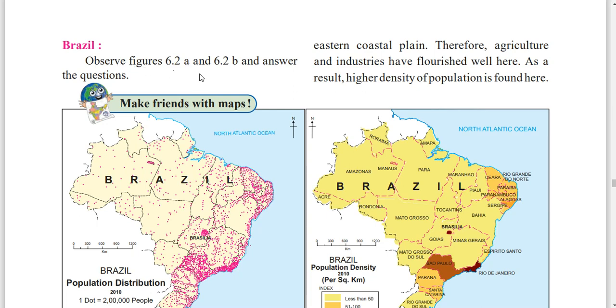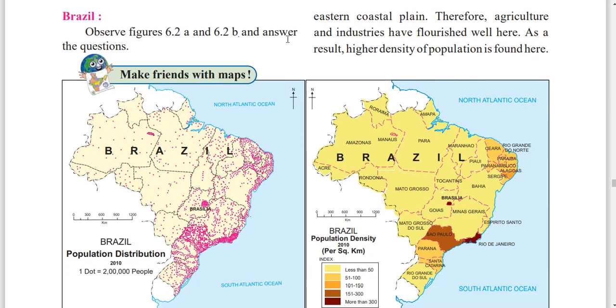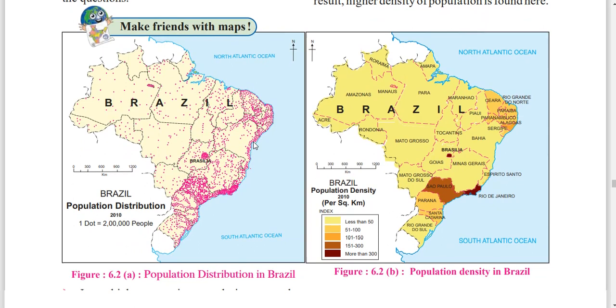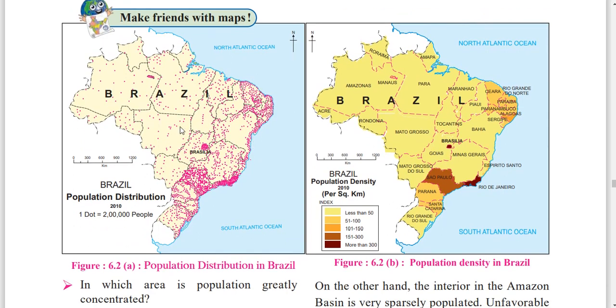Brazil. Observe figure 6.2a and 6.2b and answer the questions. See, similarly, a map of Brazil is also given: 6.2a population distribution in Brazil and 6.2b population density in Brazil. Light colors mean less population, dark colors mean more population. Here, Sao Paulo and Rio de Janeiro are the most populous. Here, by the dots also, you can see.